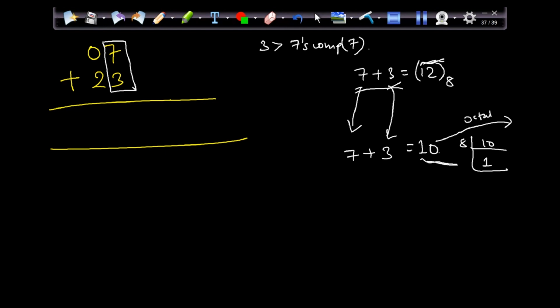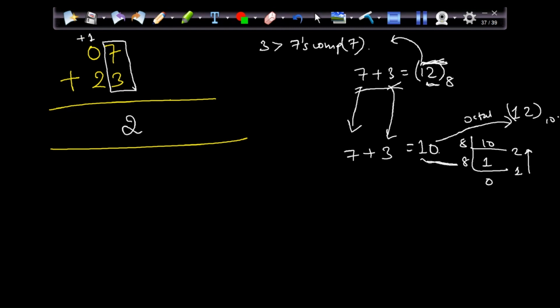8 into 0. 1. So it is 12. Okay. So this 12 is here. So what you do, at the ones place 2 will be there. And what will go as a carry? 1 will go as a carry to the left side.